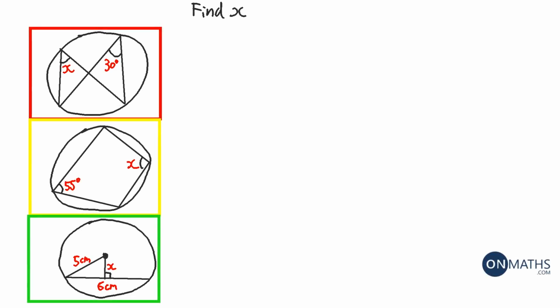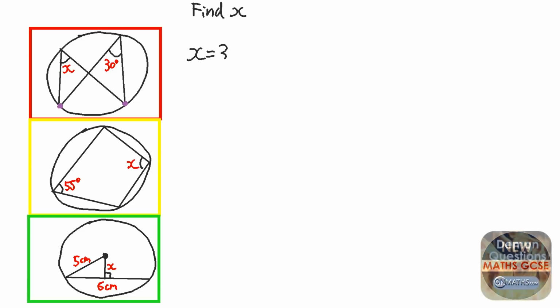Okay, on to the next circle theorems. So this first one is another circle theorem. Basically, if you have 2 angles coming off 2 points on the circumference, then the angles are always equal. So that x is 30 degrees as well. If they're coming from the same 2 points, they will be equal.